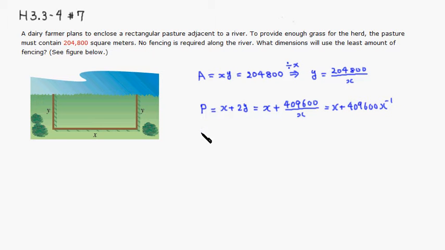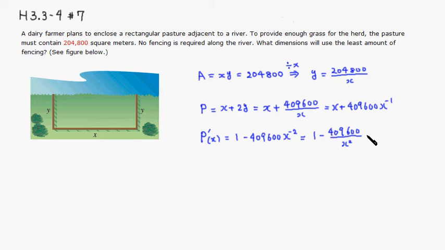All right, so let's take the derivative. P prime is equal to the derivative of x, which is 1. The derivative of the other term is negative 409,600 x to the negative 2. So this is equal to 1 minus 409,600 over x squared. All right?